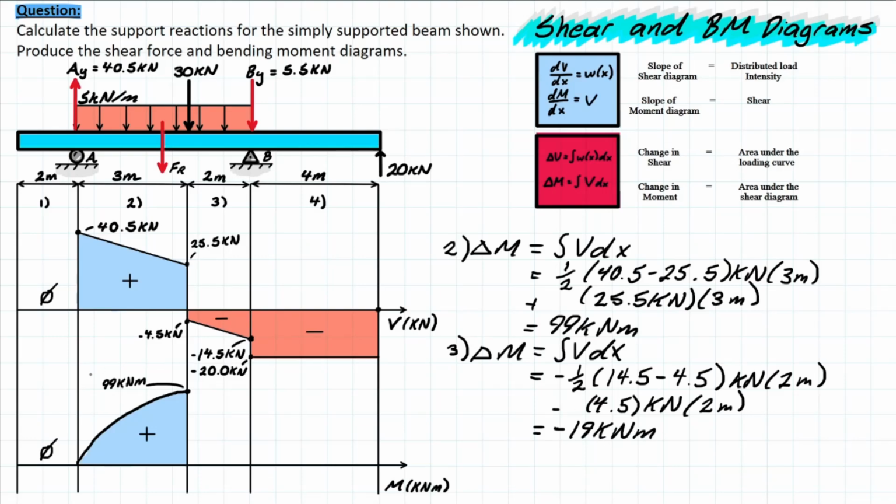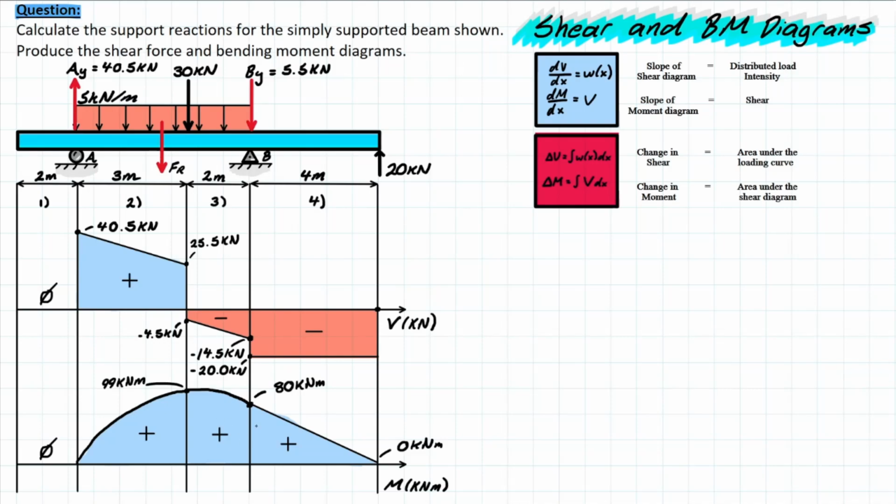And then we're taking this away from that original value that we had in the previous segment. So 99 minus 19 is going to equal 80 kilonewton meters. So we're going to plot this here. And once again, we're going to have a curve that looks something like this, where the slope is going to be increasing, but it's negative, so it's going downwards. So that brings us to look something like this.